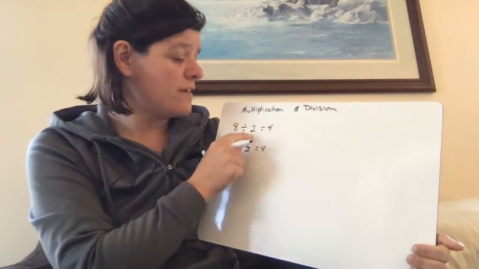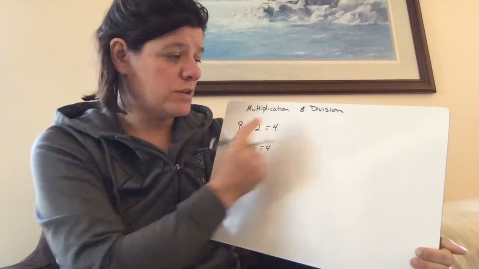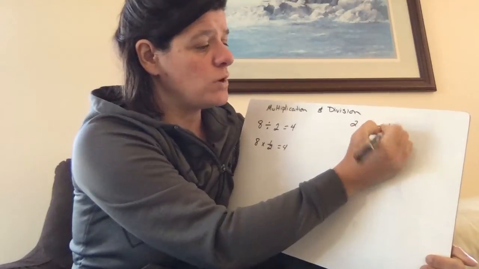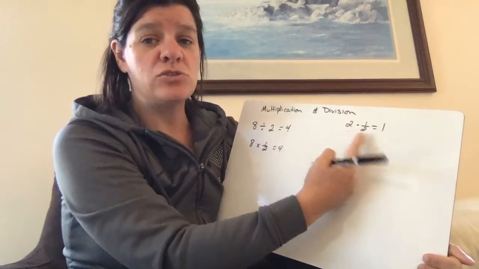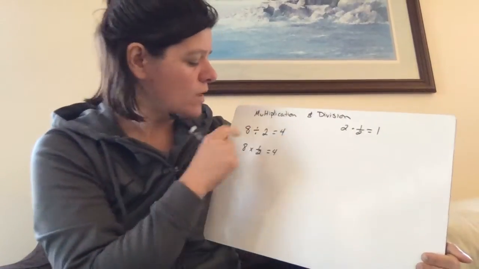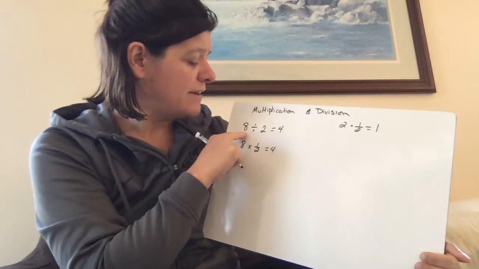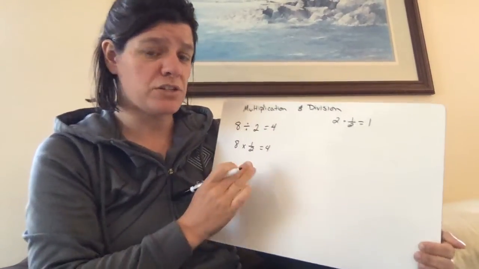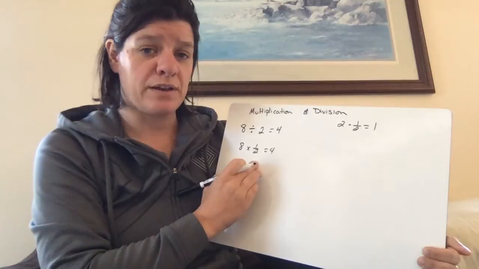Okay. 1/2 is the reciprocal of 2. In other words, 2 times 1/2 equals 1, because when I multiply these two together, I get 1. These two are reciprocals. Okay, so I've taken this division problem, 8 divided by 2, and rewrote it as multiplication by doing 8 times 1/2.